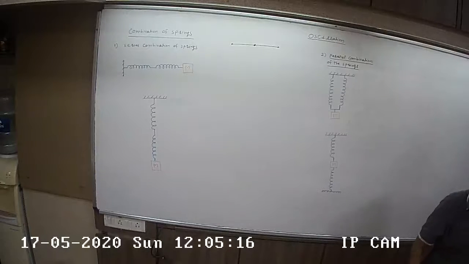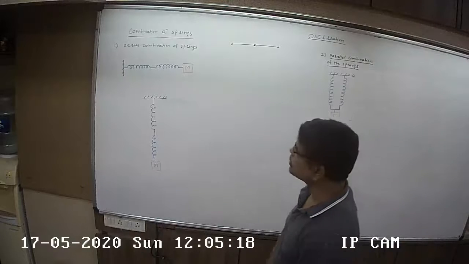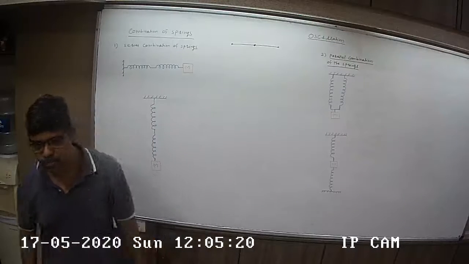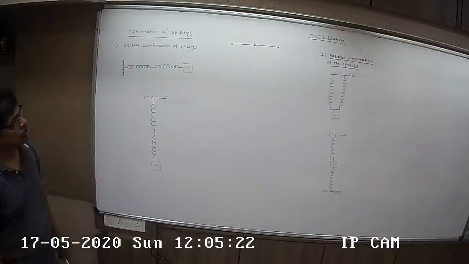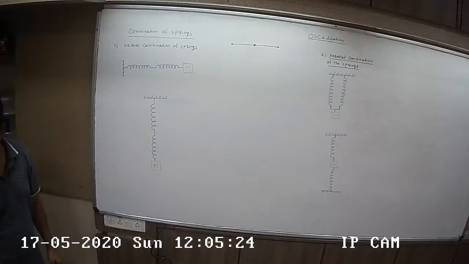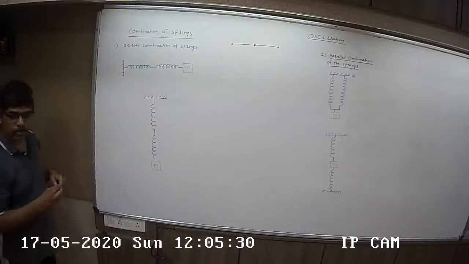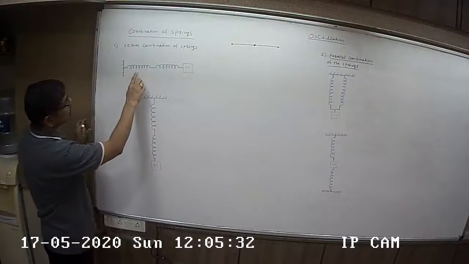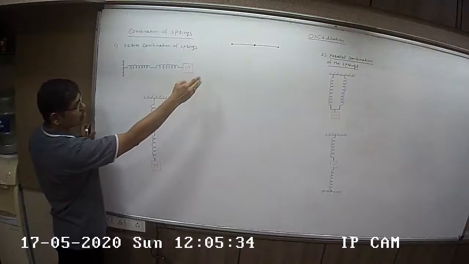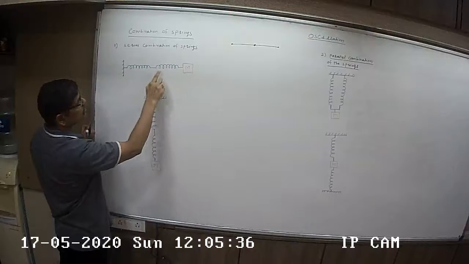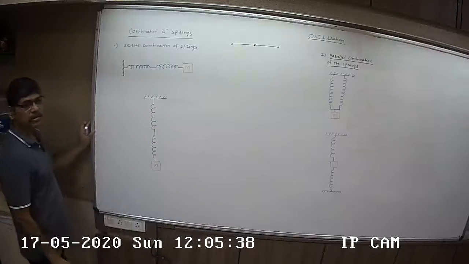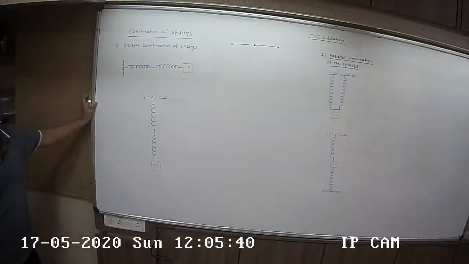Combination of springs has two parts: series combination of springs and parallel combination of springs, where you have to find the effective spring constant. What is series combination of springs? When the springs are connected one after the other to form a long chain, that is called a series combination of springs.